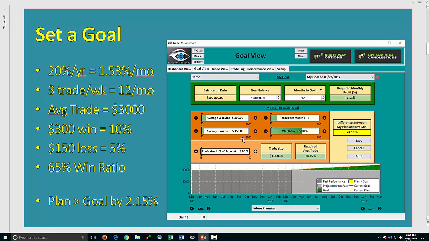These are all very straightforward and easily defined, and you can play with these numbers in TraderVision. Can I make 350 bucks per trade on a $3,000 trade? Well, that increases your probability, and maybe you could step back to a 62% win rate or something like that. But you play with those 4 variables and it allows you to achieve a plan that will meet your goals.